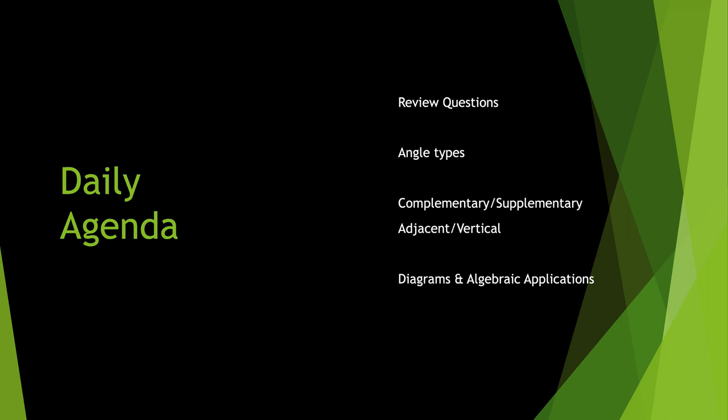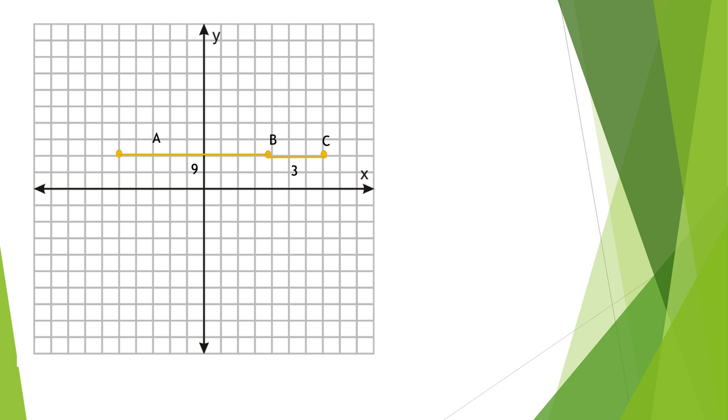Angle types we're going to talk about today. And angle relationships, particularly complementary, supplementary, adjacent, and vertical, learning all of that terminology and how to look at diagrams and recognize those situations, and also have numerical and algebraic applications. So one of the terminologies we spoke about the other day was on a Cartesian plane. Remember, a plane is like a flat surface. A Cartesian plane is a coordinate plane.